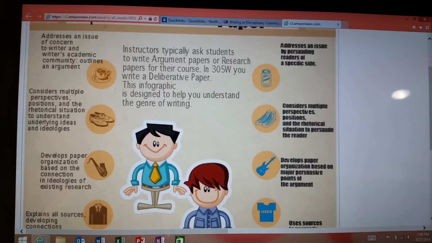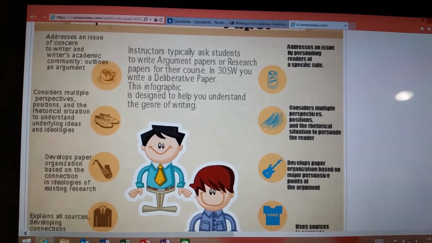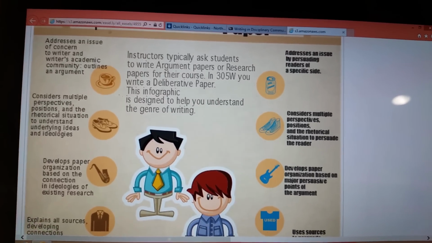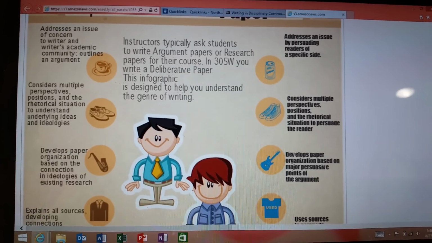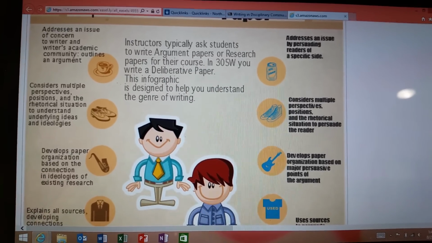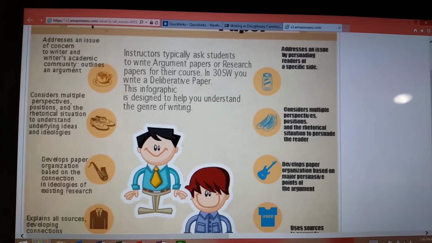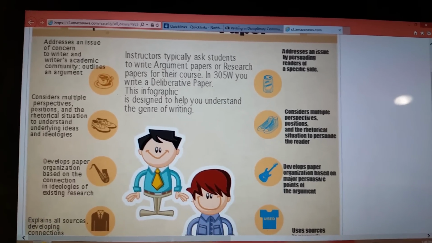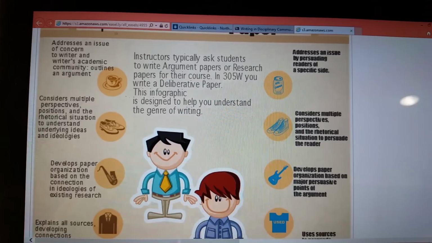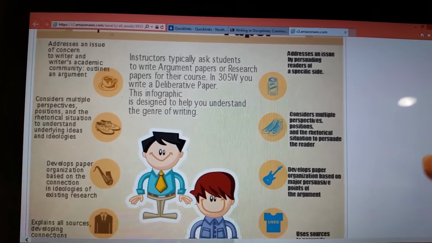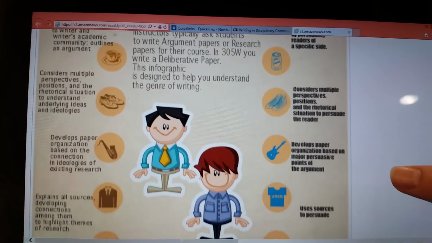Instead, what a deliberative paper does is it addresses an issue of concern to the writer and the writer's community by outlining all of the different ideas that surround a particular argument. How are researchers talking about this idea? Why are they talking about it? What do they have in common? And what are the differences in how they talk about that same issue?